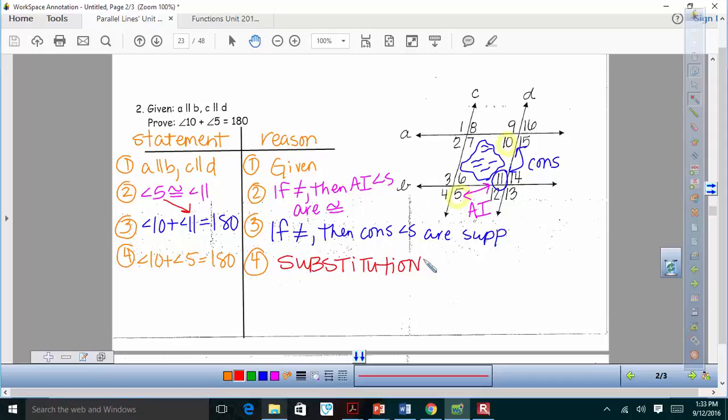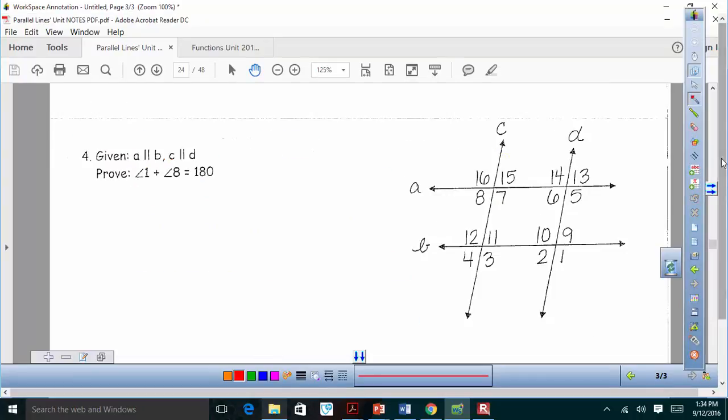Okay, any questions so far on this? Do you like these more or less than last ones? Okay, some say more, some say less. All right, let's look at example 4 next.